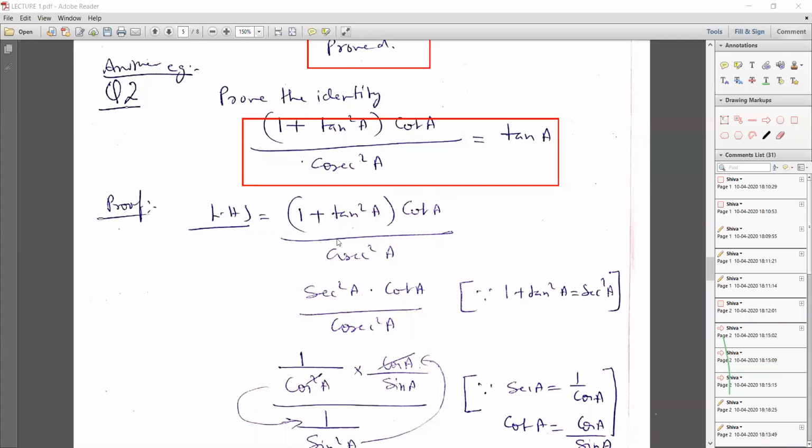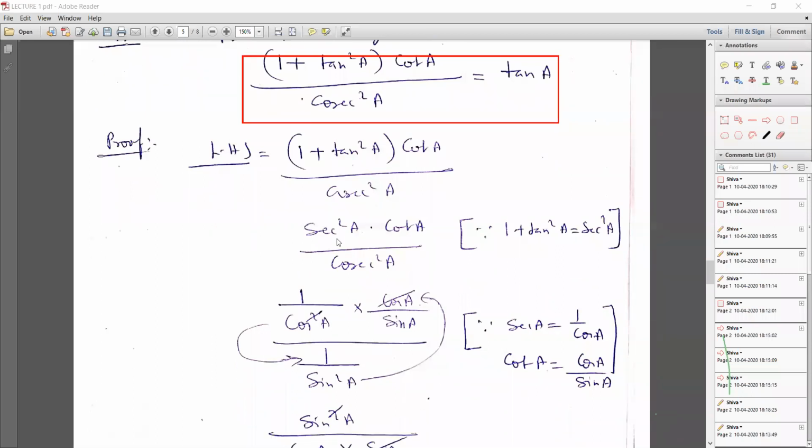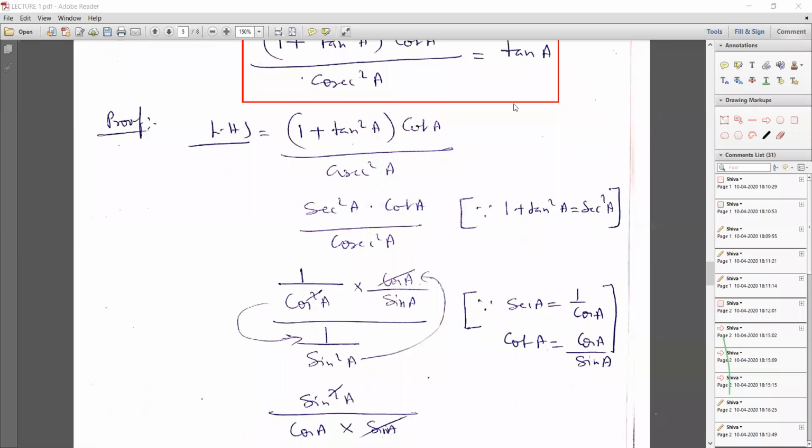Okay, so let us start with the second case. To prove the identity 1 plus tan square a into cot a upon cosec square a is equal to tan a, we can start from LHS, that is 1 plus tan square a into cot a upon cosec square a.